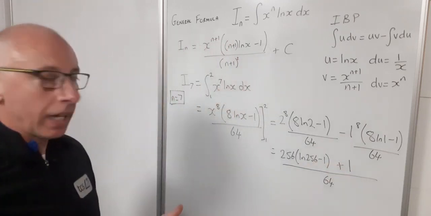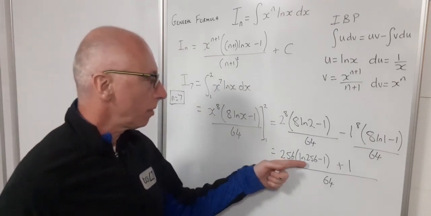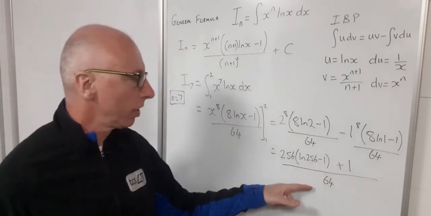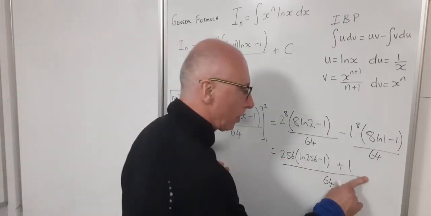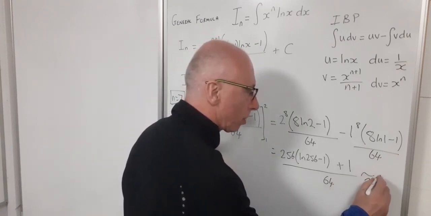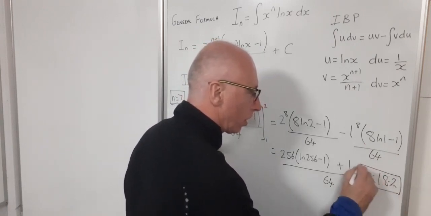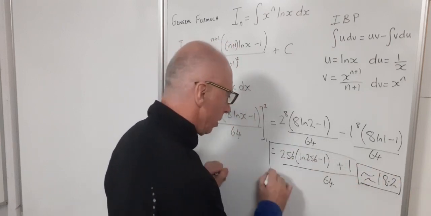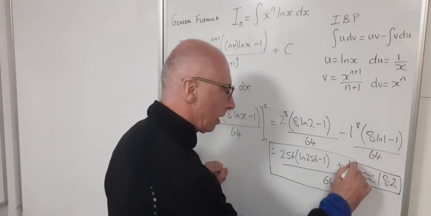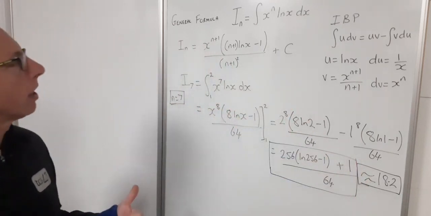So now that's going to be the answer of my integration. I've got 256 times the log of 256 minus 1, plus 1, divided by 64. Plug that into a calculator and you'll get something that is approximately 18.2. That will be my answer for when n is 7. And that makes a nice quick way of integrating this function here.